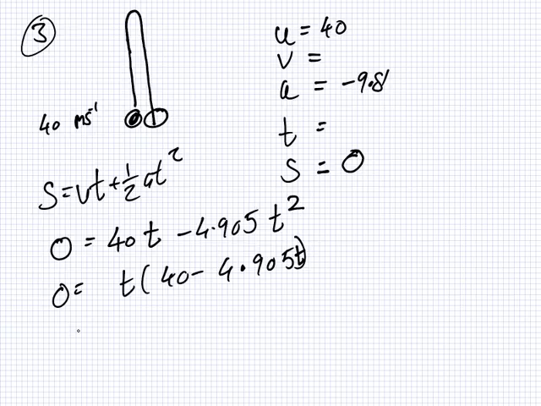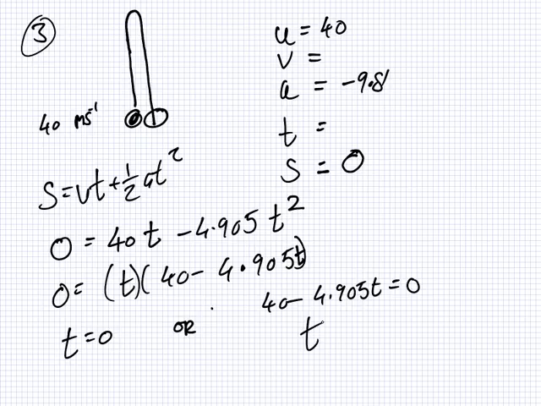So we have either T equals 0 or 40 minus 4.905 T equals 0, because we have two possibilities here, like what we did in maths class today. So then T will equal 40 divided by that, 8.15. That's correct. Negative 8, but then time can't be negative. No, this one's a positive. Okay.